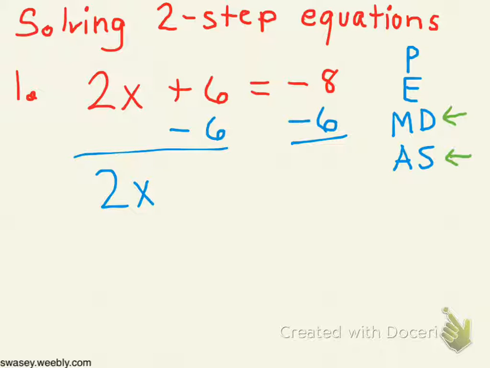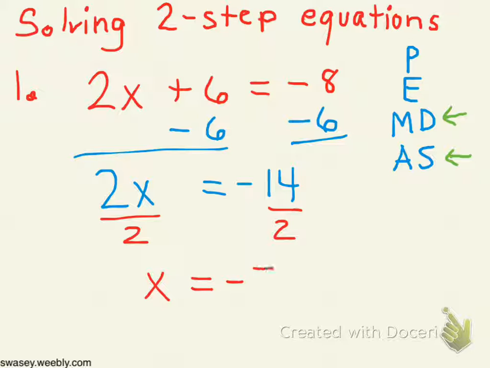And so now we have 2x. Plus 6 minus 6 adds to 0, it's gone. We don't have to write it. And then negative 8 minus 6 is negative 14. To get rid of multiplying by 2, we'll divide both sides by 2. Anything we do to one side of the equal sign, go do to the other. Negative divided by a positive is a negative, and so we get negative 7. So we undo addition or subtraction, then we undo multiplication or division.